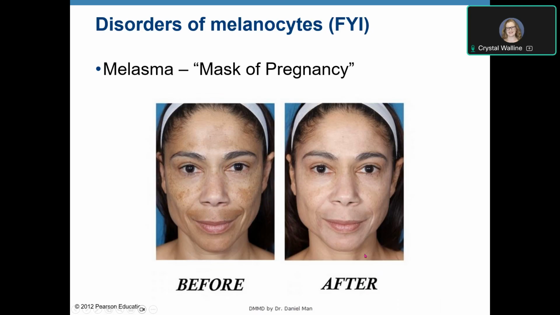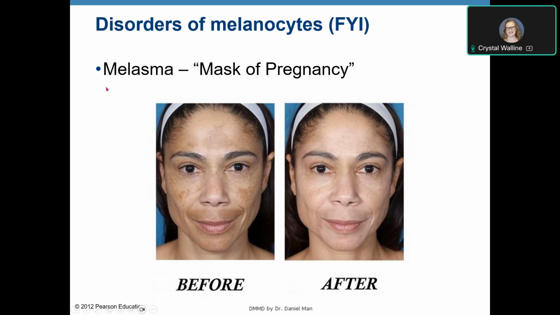After the baby is delivered, the melasma usually resolves on its own. Because this is so common during pregnancy, melasma is often referred to as the mask of pregnancy, although there are other reasons that people can develop it, and those reasons really aren't well known or understood. But it's thought that it's related to the immune system, as a lot of people that have autoimmune disorders also have melasma.